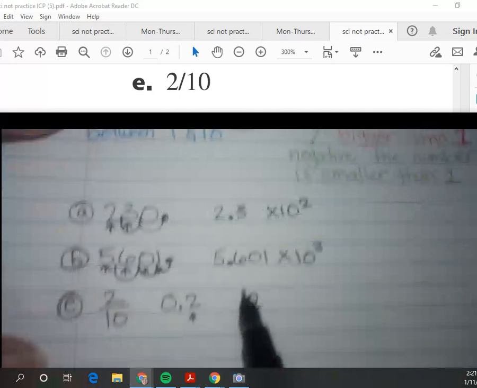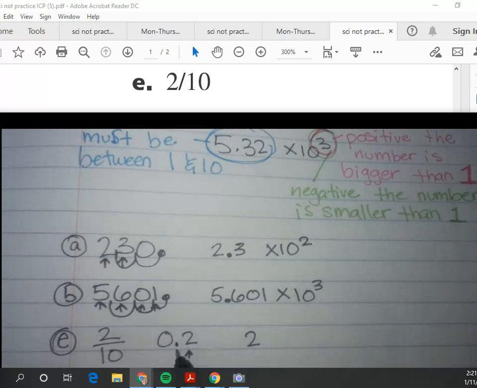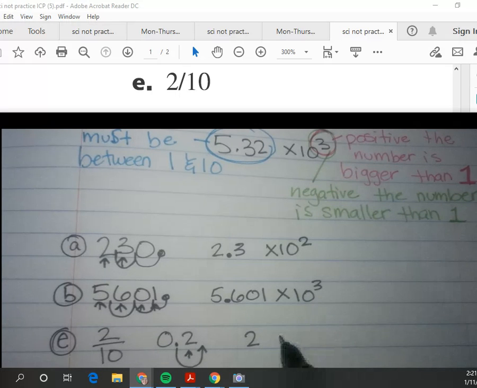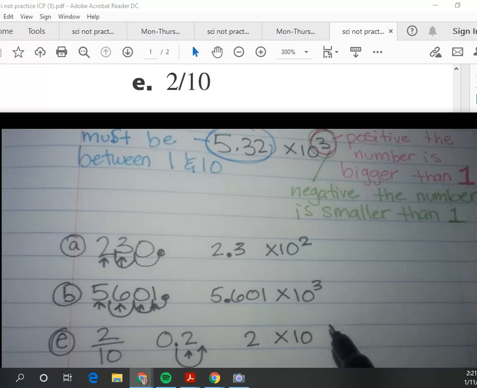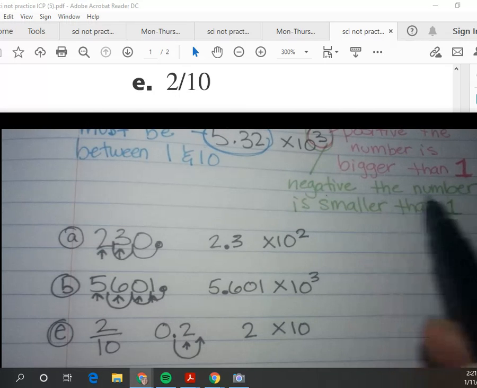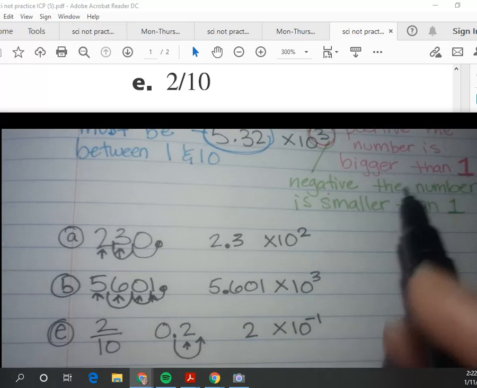I look at my rules again. It says must be between 1 and 10. So I have to move this decimal one spot over. I'll have 2 times 10. Is it -1 or +1? Look up here. If it's negative, the number is smaller than 1. The number we started with was smaller than 1, so we have to have -1. All right.